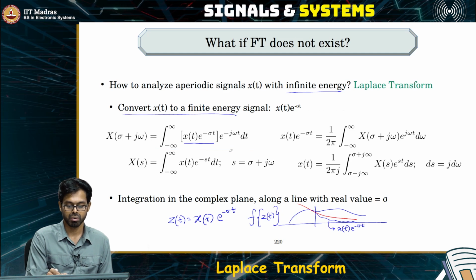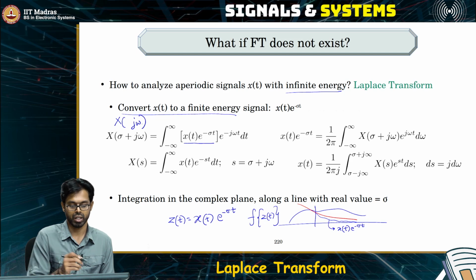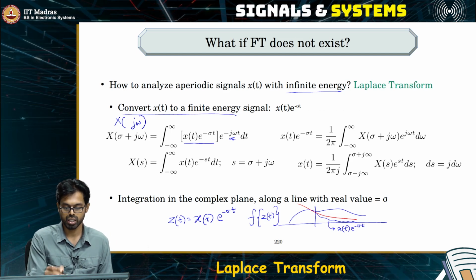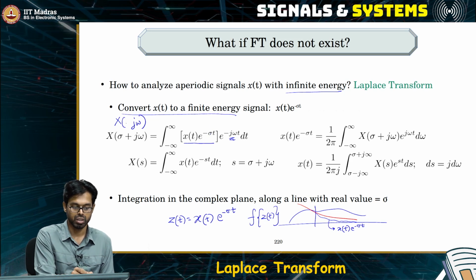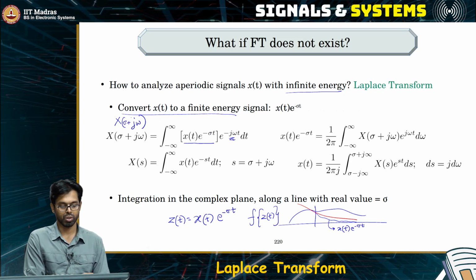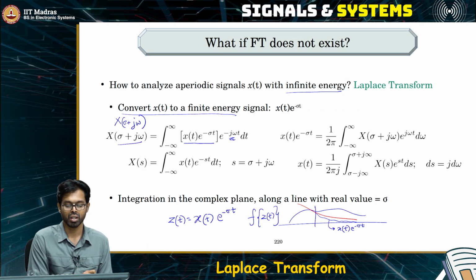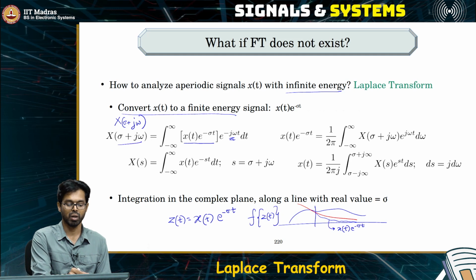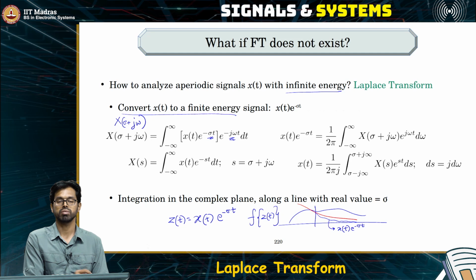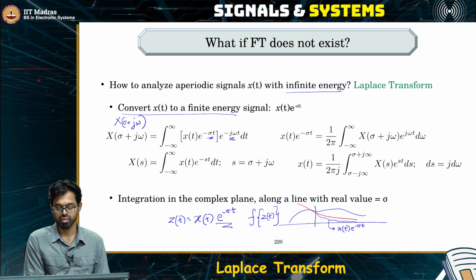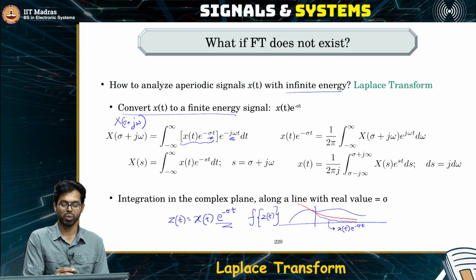And now this is not only a function of j omega, because you can change j omega, but also you can change sigma here. So you can change sigma and j omega. The spectrum that we have now is a function of both j omega and sigma. And what is the sigma? The sigma is basically the exponent of decay of this function that we are multiplying with x of t, so that this entire signal is absolutely integrable.